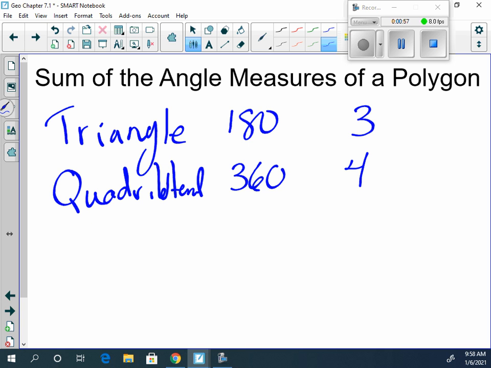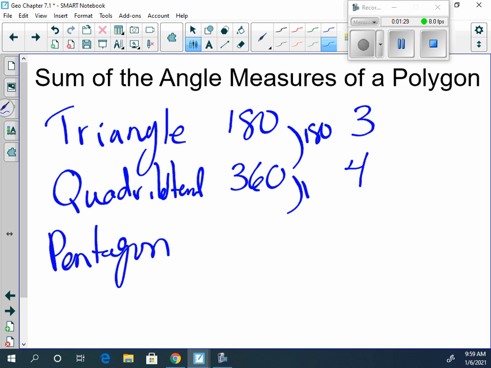Quad. Then if we have a 5-sided figure, which is a pentagon, what do you think the sum of the measure of its angles is going to be? So we went from 180 to 360. How did we go from here to here? We added 180. So again, we're going to add 180, which would be exactly 540. And we have how many sides? 5, right? So we're adding 180 degrees each time.